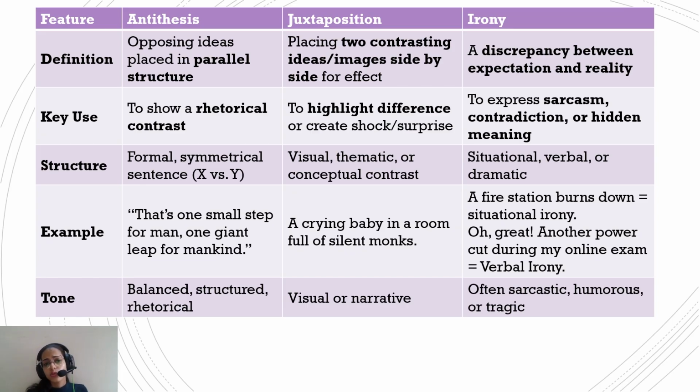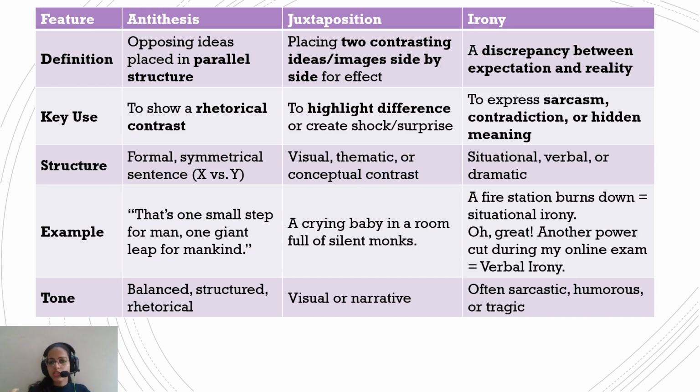The juxtaposition is supposed to highlight the difference to create shock or surprise. And again, irony could be surprise, could be sarcasm, contradiction, or a hidden meaning. The structure of an antithesis is always symmetrical, an x versus y kind of manner. Juxtaposition could be visual, thematic. We've seen the example. Irony is situational, verbal, or dramatic.